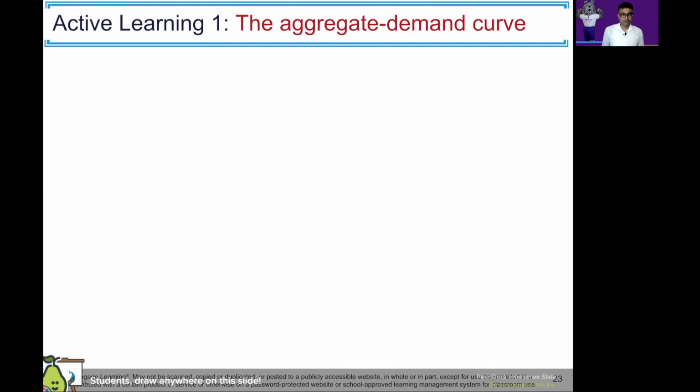So make sure you understand the concepts here. We explained why the aggregate demand curve is downward sloping and what the reasons for that are, and we explained when it could shift, what the components are when it could shift. So in this exercise, what you need to do is decide whether your aggregate demand curve will shift right or left, or whether it will move along the demand curve.